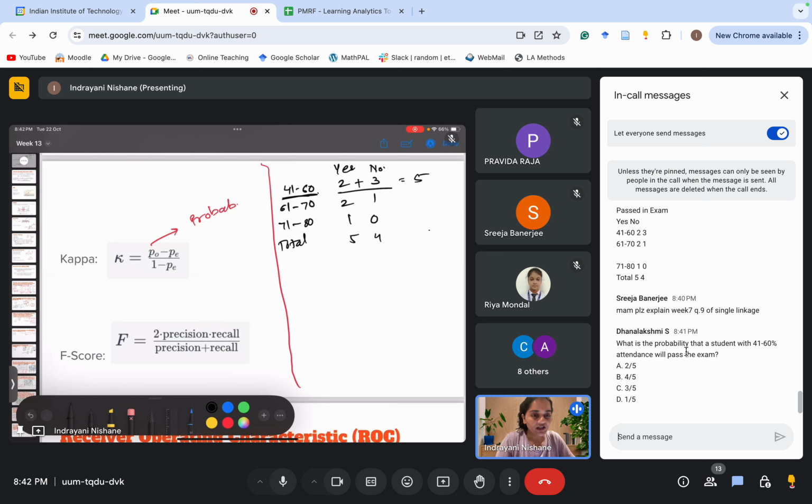So the first condition is how many students have attendance between 41 to 60%. 5 students. Now out of these 5, how many students are going to pass the exam? Passing, yes. So is this the correct answer, 2/5?